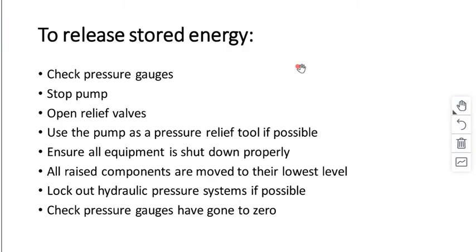To release stored energy, this is what you need to do: you check the pressure gauges, you stop the pump, you open the relief valves and release valves. Use the pump as a pressure relief tool where possible. Some pumps are bidirectional, so you can try and pump everything back into tank. Ensure all equipment is shut down properly. All raised components are moved to the lowest level. Lock out hydraulic pressure systems if possible. Check pressure gauges have gone to zero. That's pretty much the way to do it. Again, you have to make sure that everything is up to scratch and has been done properly.